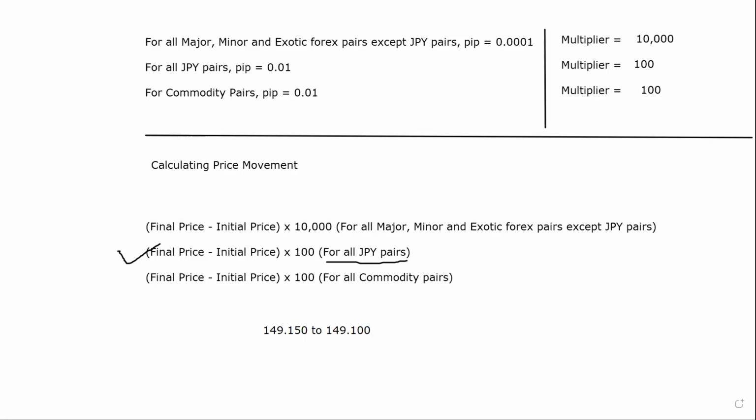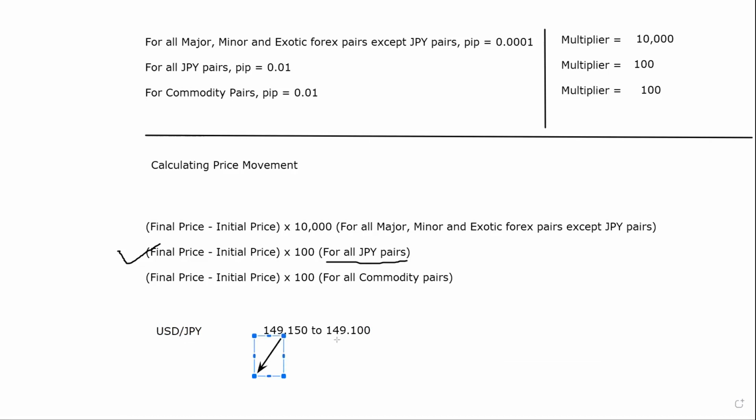Okay, and this price corresponds to USD JPY. All right. And since this price corresponds to USD JPY, we will use this second formula because this is valid for all JPY pairs. So what we're gonna do, the formula, now we have to identify the initial price and final price.